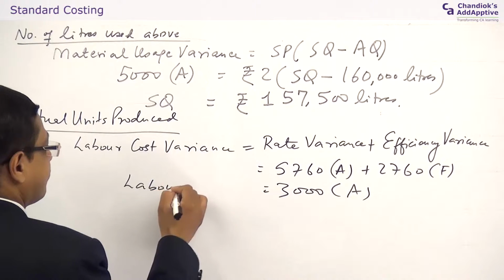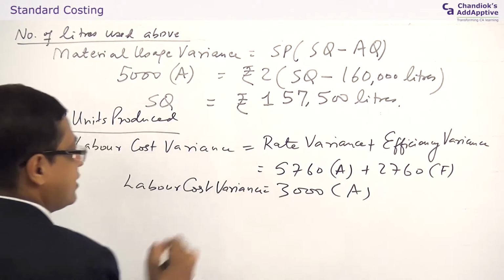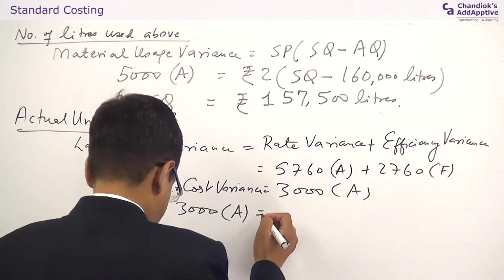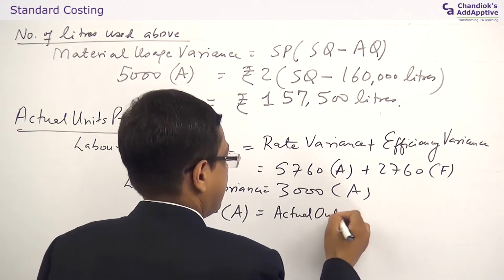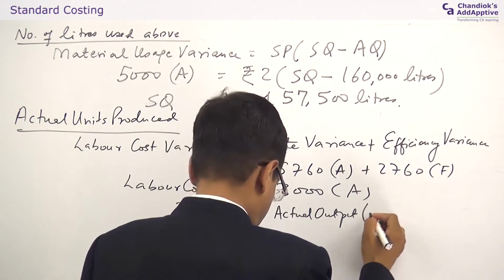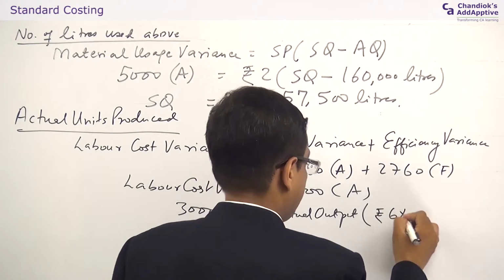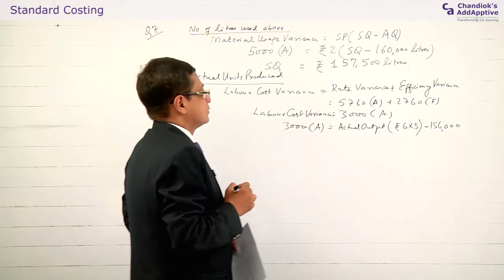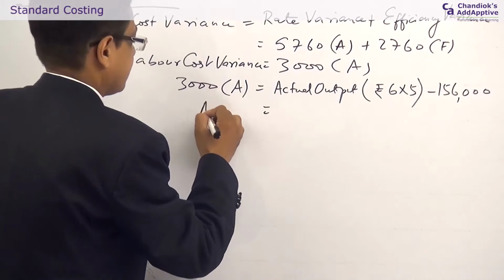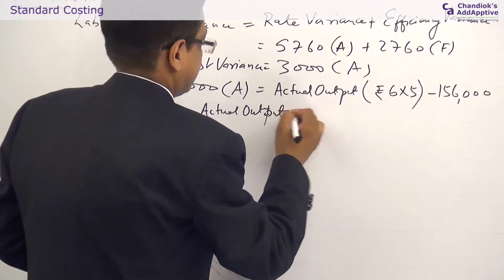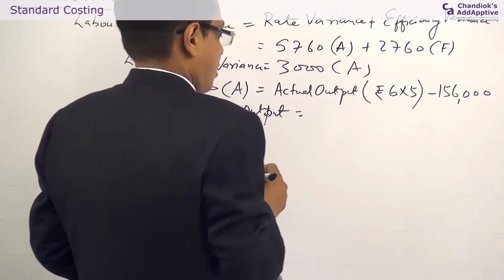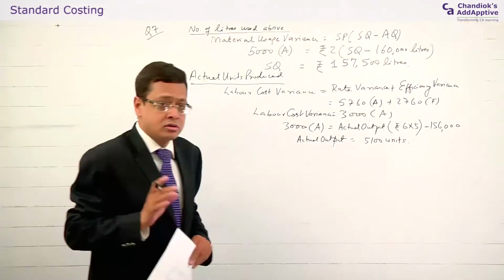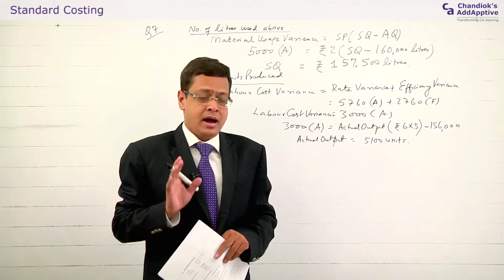Your labor cost variance is 3000 adverse. So, 3000 adverse is equal to actual output into rupees 6 into 5 minus 1,56,000. If you solve it, the actual output you get is 5100 units. I believe you can do the solution yourself. Therefore, I am not doing the steps; I am writing the final result.